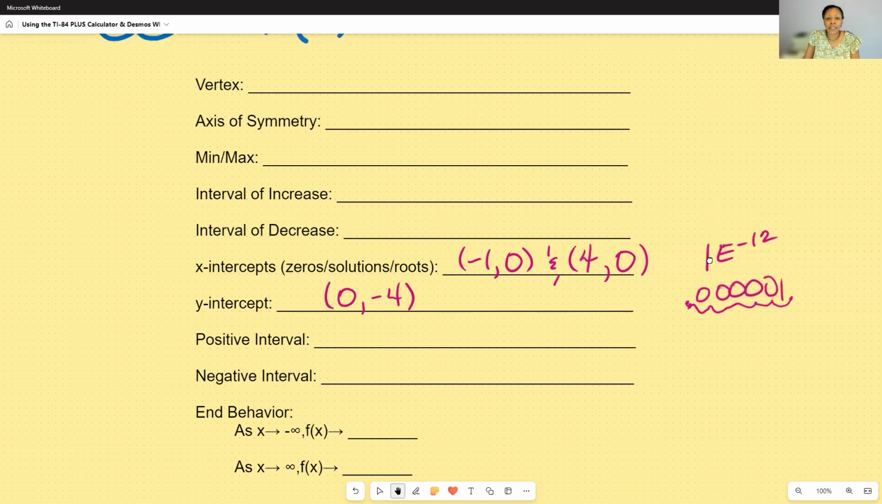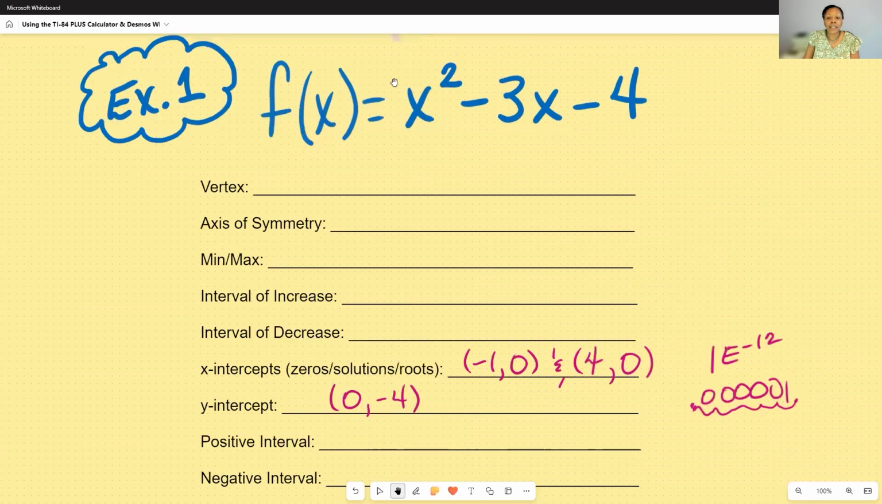All right, so looking at my function, I see that a is positive, which tells me that I'm going to have a minimum. So my graph is going to look like this because positive, just think of a smile. If it were negative, like a negative x squared, then that would look like a frown and I would have a maximum. But that's not the case for this particular example.